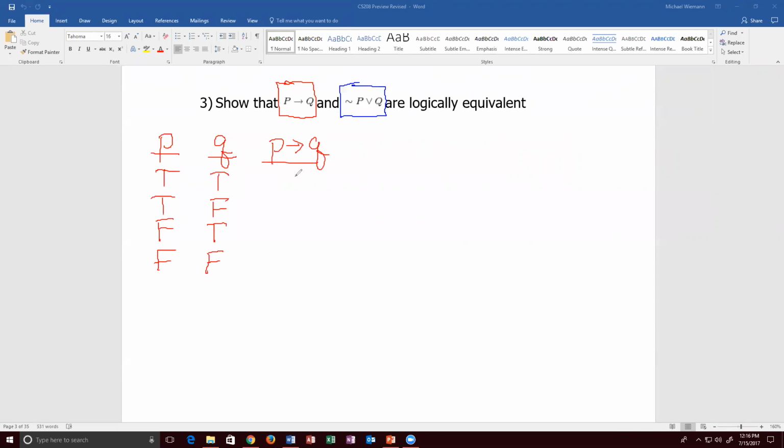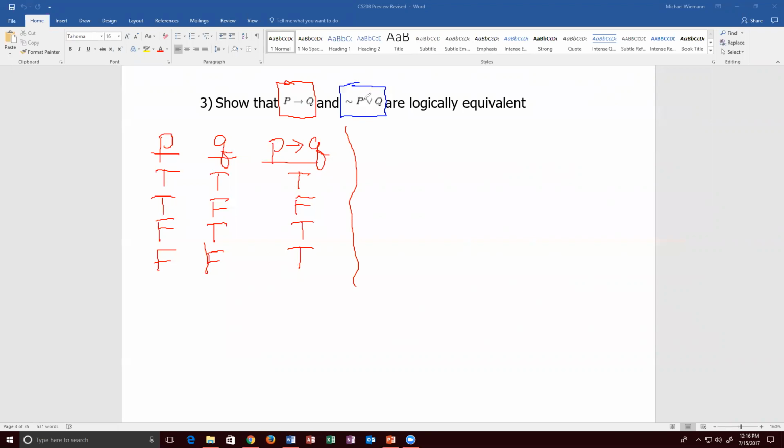True implies true is a truth. True implies false is a false. All the others should be true. So when all said and done, I should get true, false, true, true as the result of evaluating what's going to be here inside of blue.